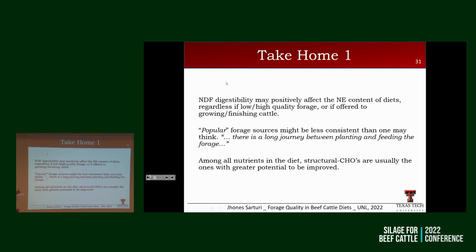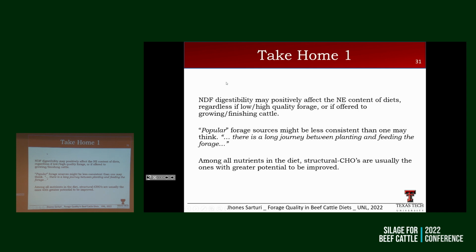So, take-home one, the digestibility. This fiber digestibility may positively affect the energy content of these diets, regardless. I guess common sense would say that it would affect the grower diet, but regardless of whether it is a grower or a finishing diet, the potential is out there, and we have data that shows some improvement, okay? Regardless of whether it's a growing or a finishing diet.